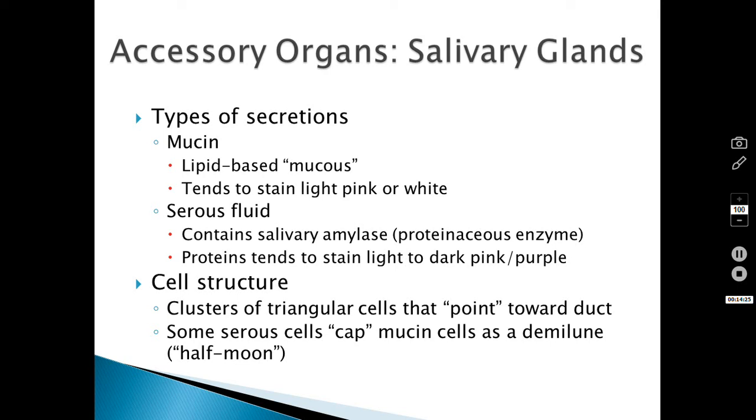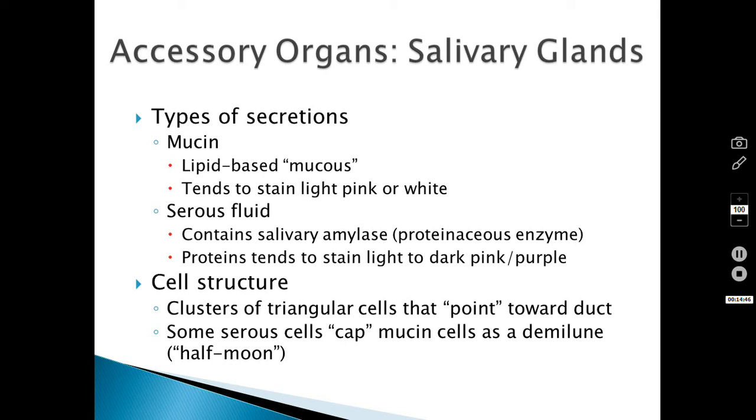And then the other type of secretion is our serous fluid, and it's the serous fluid that actually contains our salivary amylase enzyme, which is a protein, and proteins tend to stain darker. They tend to stain light to dark pink sometimes, or even purple. Much, much darker than the mucin will stain.